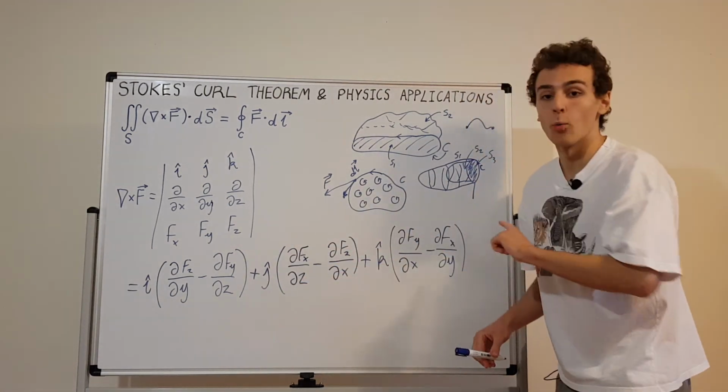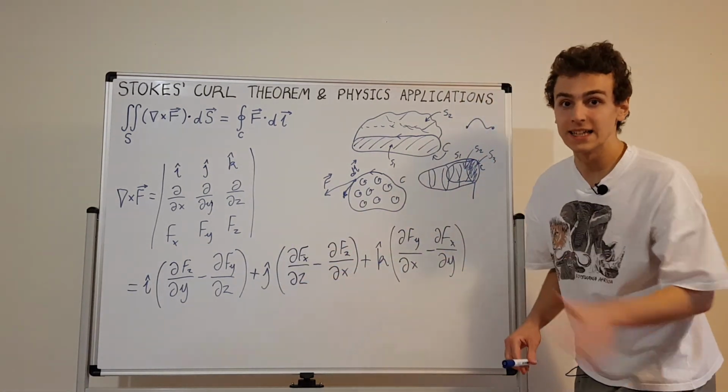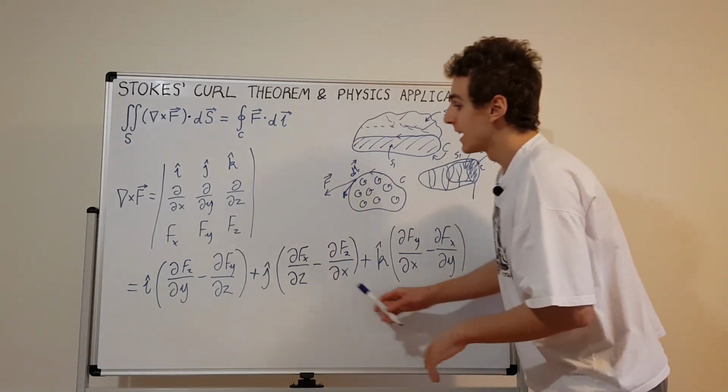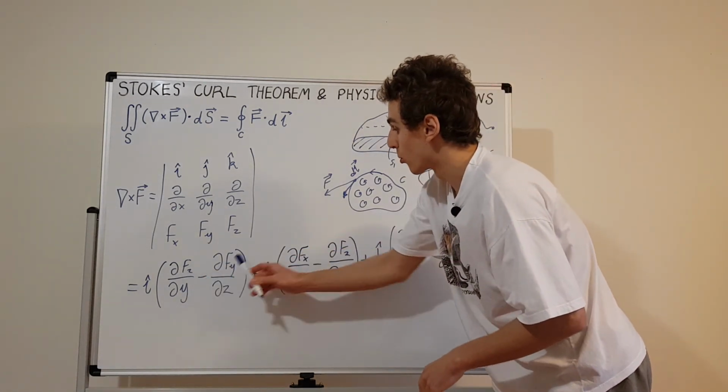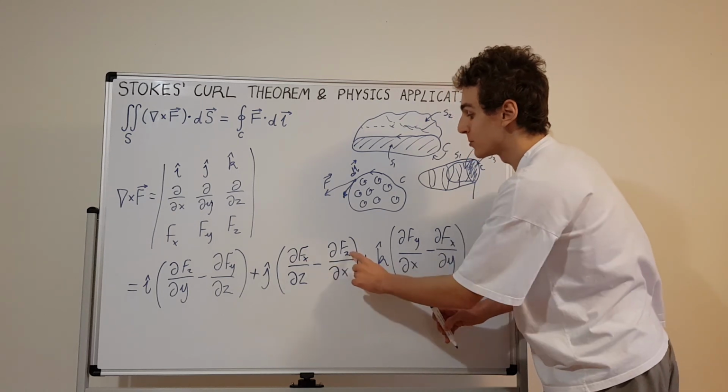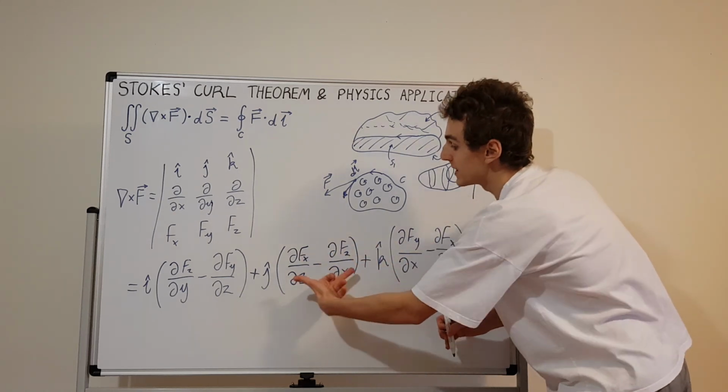In the y component, y doesn't appear. And in the z component, z doesn't appear. In this case, z goes before y. In this case, x goes before z, but that's just because we flipped these guys.